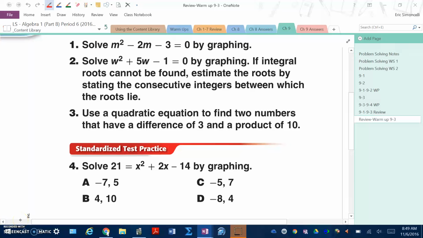I want to take a look at these 4 questions, of which we actually did take a look at in class, but maybe not as thoroughly. So let's take a look. Problem number 1. It says solve m squared minus 2m minus 3 equals 0 by graphing.